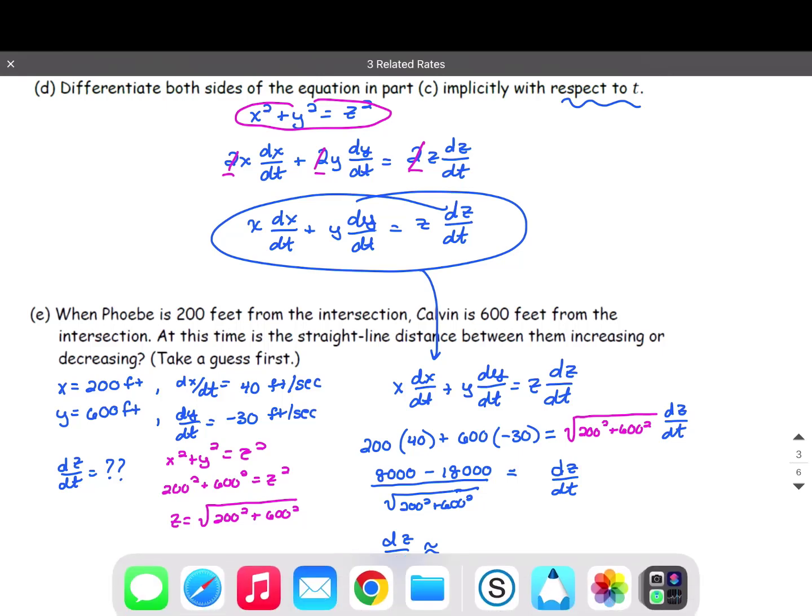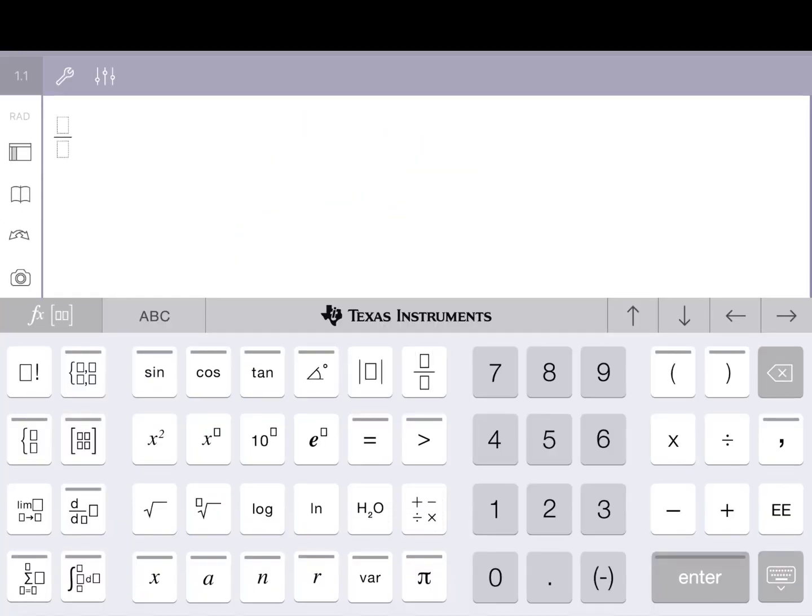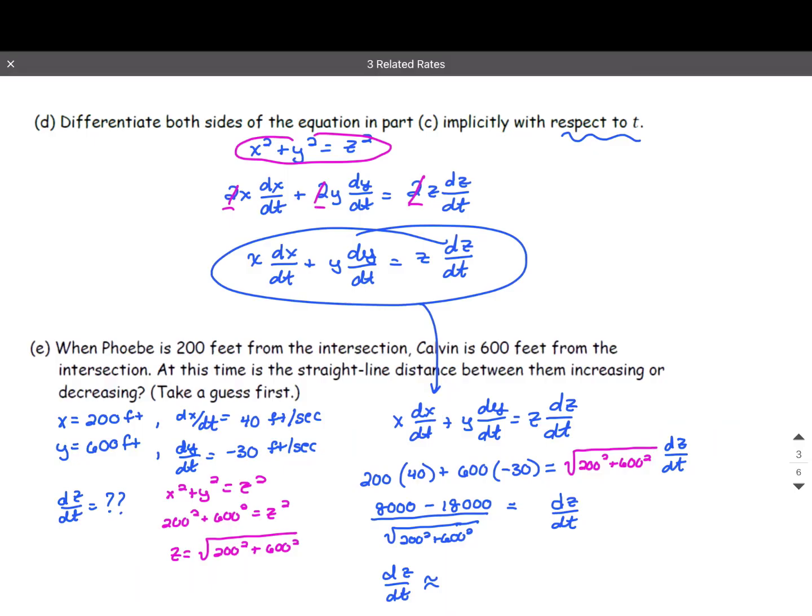Let's see. So I'm going to open a fraction. I'm going to have 8,000 minus 18,000 over the square root of 200 squared plus 600 squared. And that's about negative 15.811. And our units on this would be feet per second.